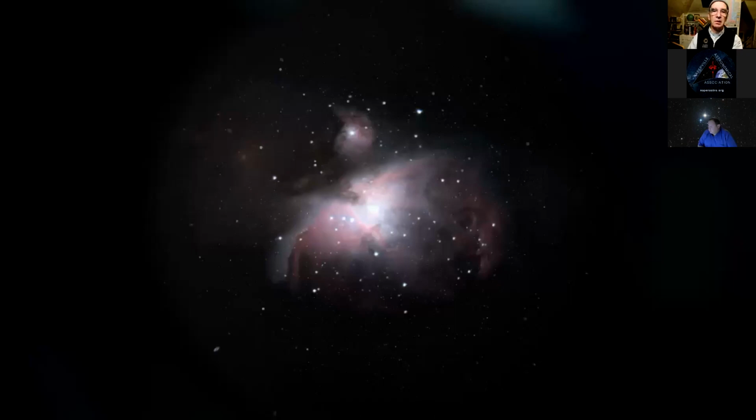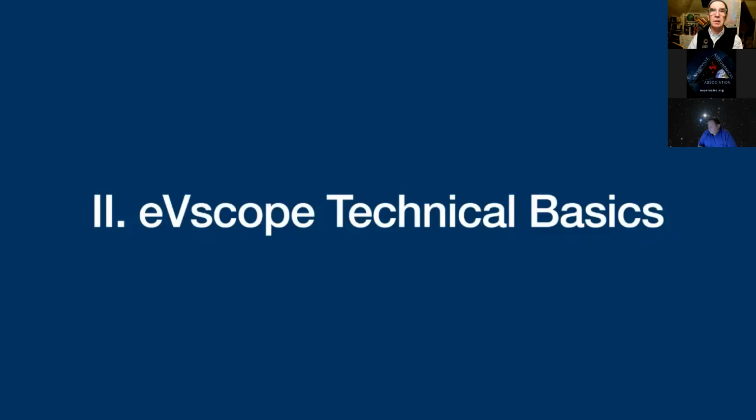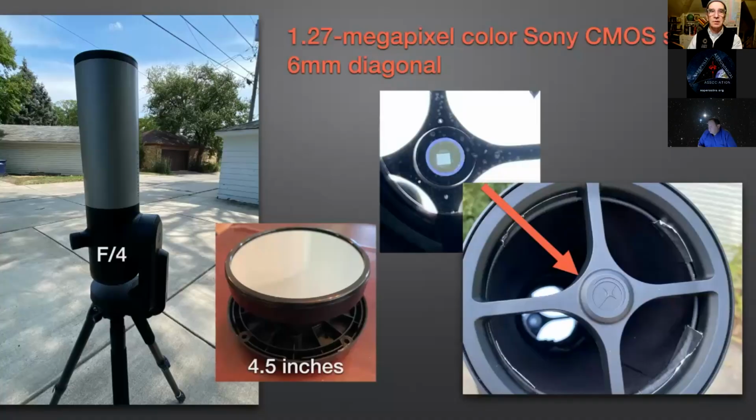So let's look at the technical basics quickly. Here's the scope. It's a Newtonian design, a 4.5-inch mirror. You can see in the middle, it's an f/4 ratio. It's relatively fast and small. And up at the secondary, at the focal point, is where the imaging sensor is located. This sensor is about 6 millimeters diagonally across. It gives you 1.27 megapixels.